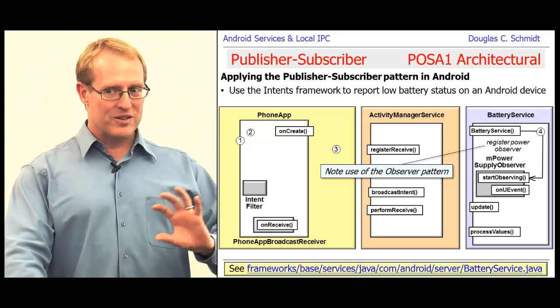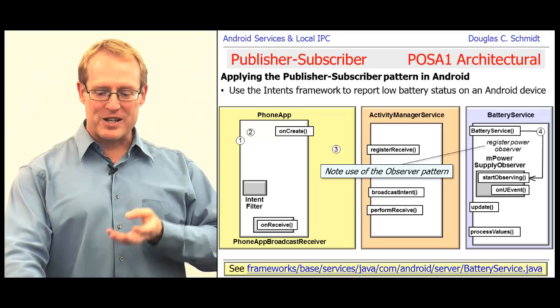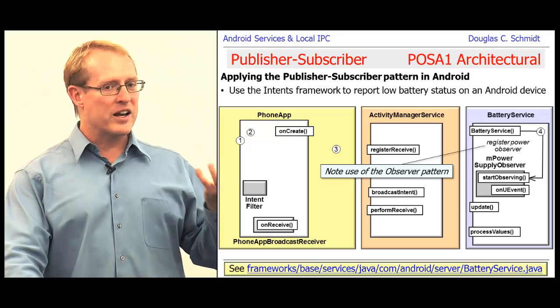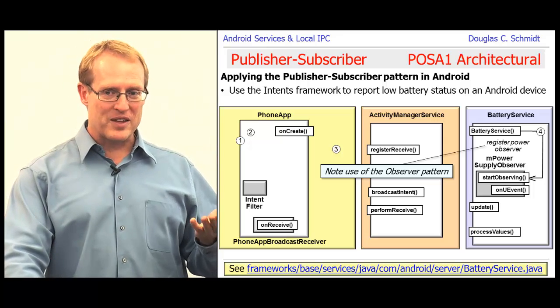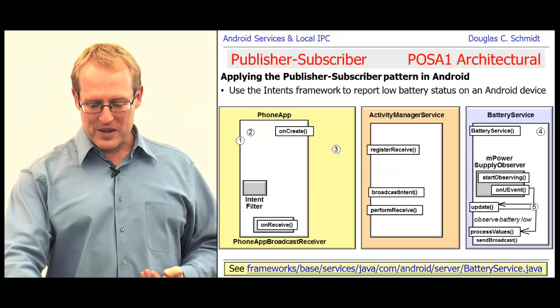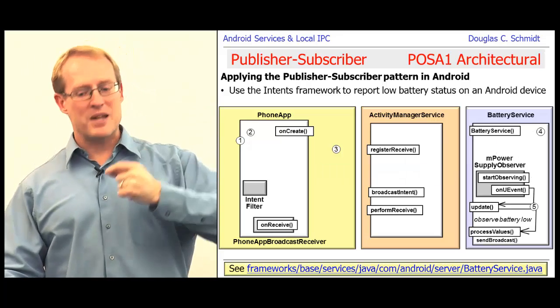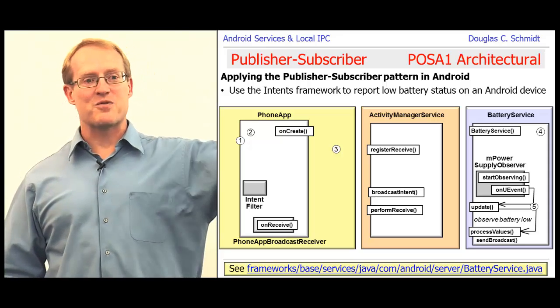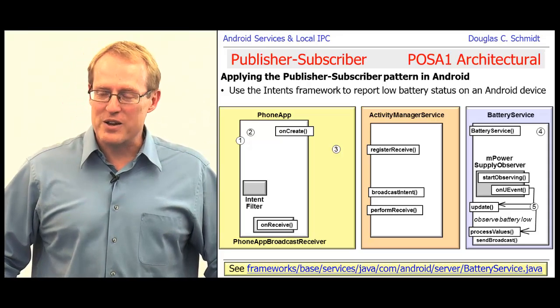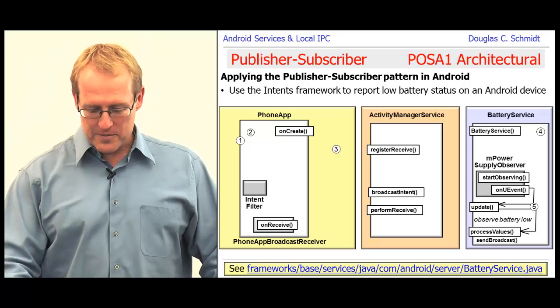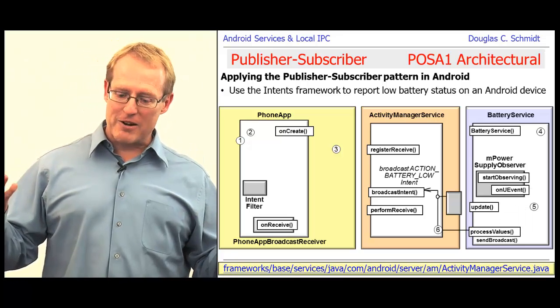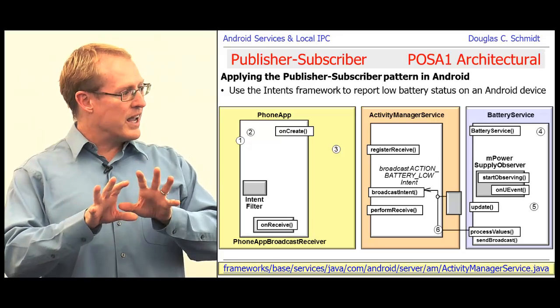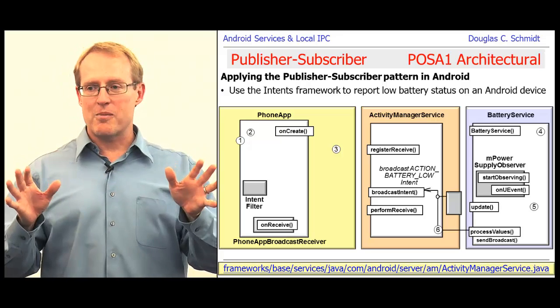When the low-level driver discovers that the battery is low, it calls back on the onUEvent callback method using the observer pattern. And that turns around and calls the update method on the battery service. And the update method calls the processValues method. And the processValues method creates an intent, which is the action battery low intent, and it broadcasts that to anybody who happens to care about this.